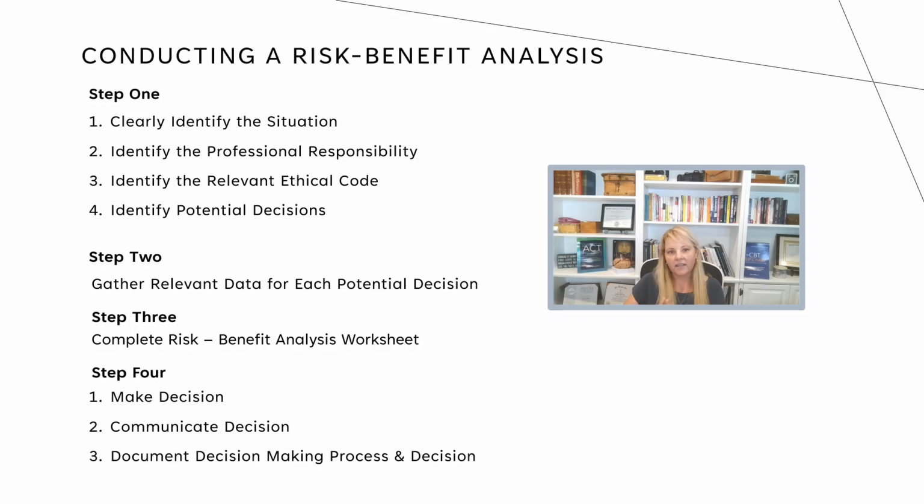And then you're going to identify the relevant ethical codes. You're going to go through the code of ethics for behavior analysts, and you're going to identify any ethical codes that seem to match this particular situation. And then you're going to identify as many potential decisions as you can. So what are the options for decision making? At this stage, you're not eliminating any, you're not putting value judgment on them. You're just identifying the potential decisions that you're going to consider and that you're going to put through your risk-benefit analysis.